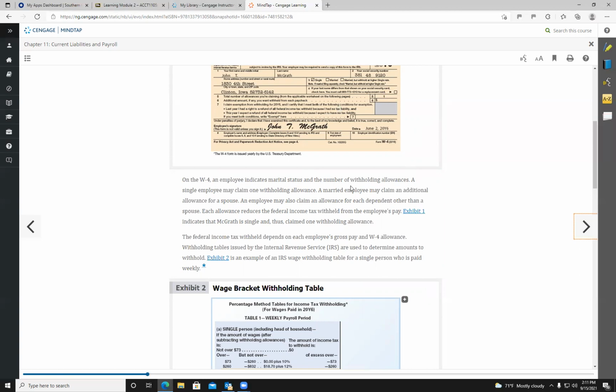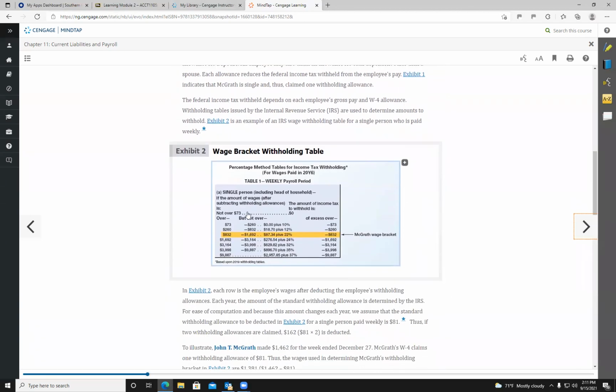The federal income tax withheld depends on each employee's gross pay and their W-4 allowance. Withholding tables issued by the IRS are used to determine amounts withheld. So right here is a withholding table, and it starts out by filing status. We would pull up the one for single for Mr. McGrath. So we start out by determining our filing status. He said single, so we pull up the table for single. It's a weekly payroll period, so we want to look at the table for a weekly payroll.